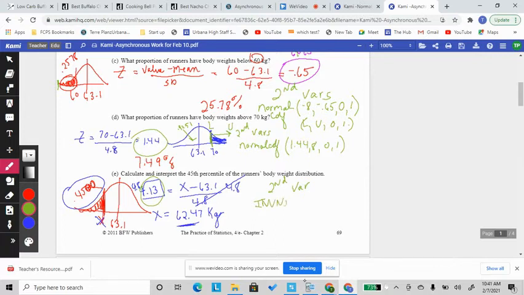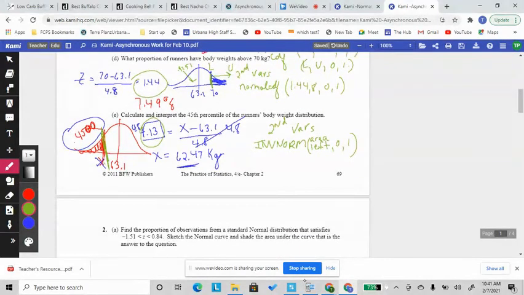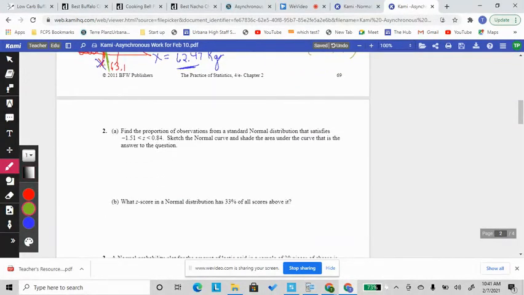So inverse norm. You're still going to second bars, and you're going to put in the area to the left of wherever that bar is, that X you're trying to find. Area to the left, and then 0 and 1, and it will give you your Z-score to put in. Once you have your Z-score, you still have to do a little algebra to solve it. All right, next one.